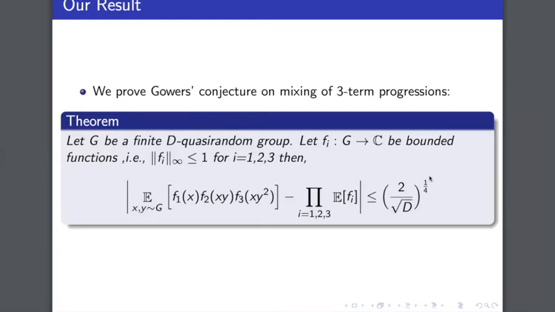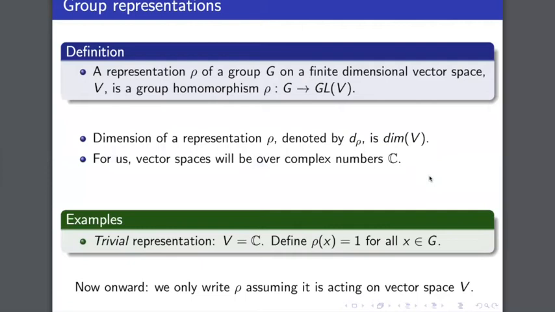Now, let's try to formally define what quasi-random groups are. To do that, we first have to define what group representations are. So let's start with that. Here's the first definition. A representation rho of a group G on a finite dimensional vector space V is simply a group homomorphism from the group G to the general linear group over the vector space V. So it's basically taking the group elements to invertible linear transformations over the vector space V.